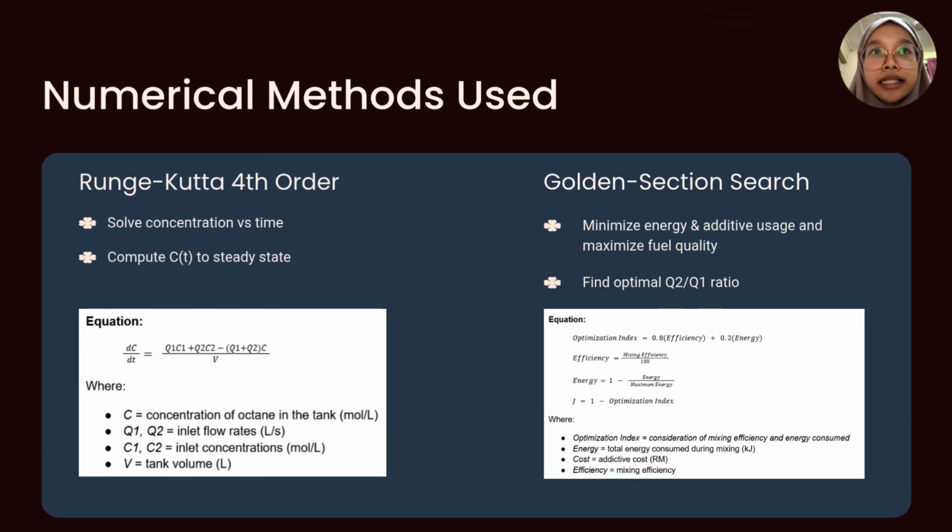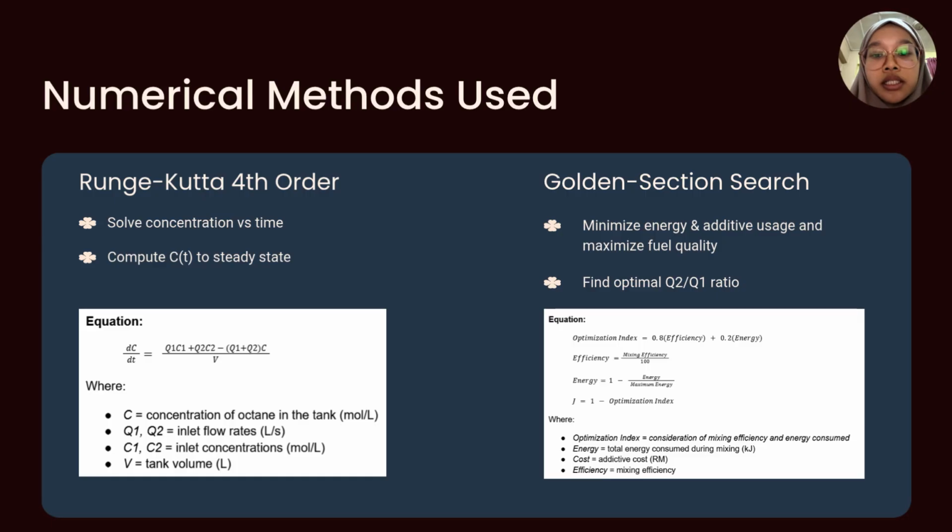Next are the numerical methods used. For our analysis, we applied two numerical techniques, the Runge-Kutta fourth order and golden section search. The Runge-Kutta method was used to solve the concentration-time relationship in the mixing tank. It gives accurate results for transient behavior until steady state is reached. And the governing equation is shown here.